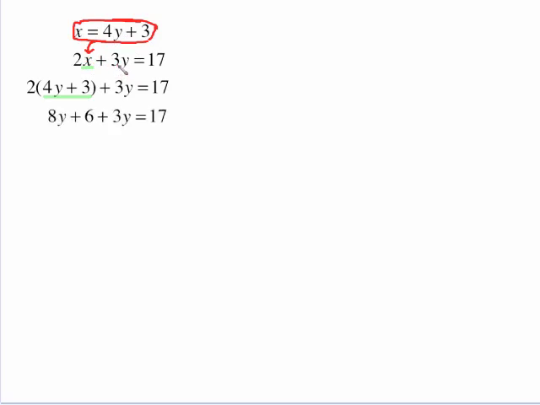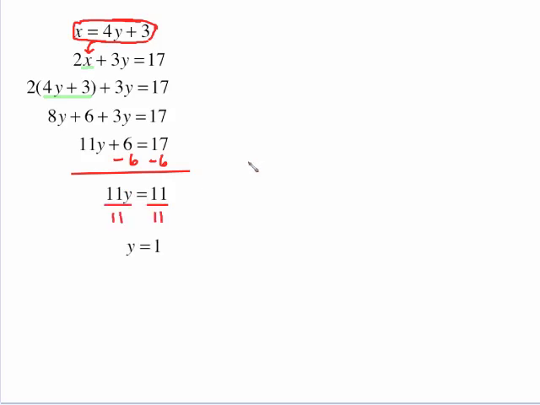Clean up the equation by using your distributive property. We have like terms here, 11y plus 6 equals 17. Plain old two-step equation to solve, subtract 6 from both sides. We have 11y equals 11, divide both sides by 11, so y equals 1.